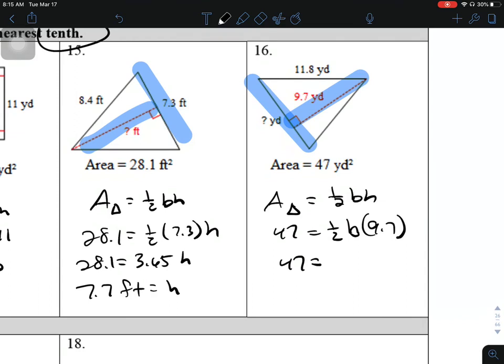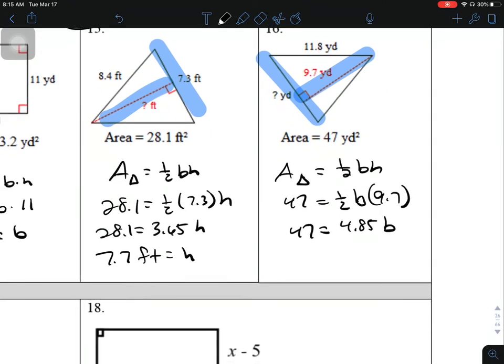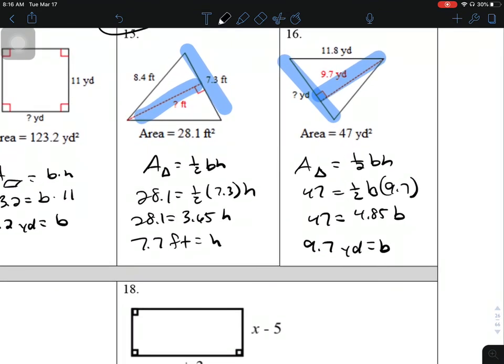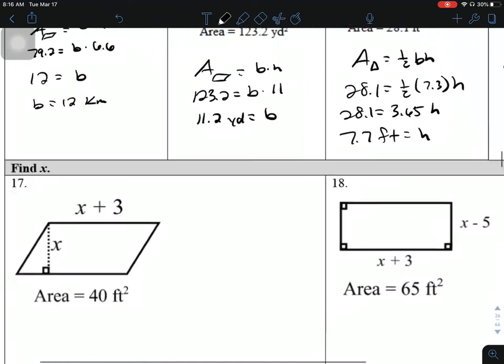Half of 9.7 is 4.85. Once again, I'm not rounding that, I only round the final answer. And then if I divide both sides by 4.85, I'm going to get 9.7 yards is the base. Once again, the direction said round to the nearest tenth for your final answer.